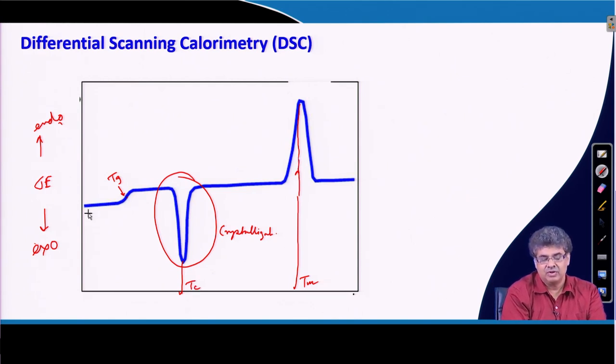So, if you do the heating very slowly and the sample is prone to crystallization, then it might happen that above Tg the sample starts crystallizing, and you can get an exothermic peak for that. Crystallization is an exothermic process, so you get an exothermic peak, and the corresponding temperature we can call the crystallization temperature, or Tc. And once the crystallization happens, if we heat further, we will get the Tm for the crystal domains which have formed.